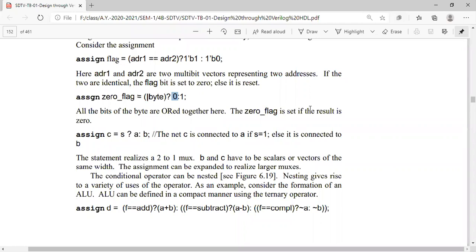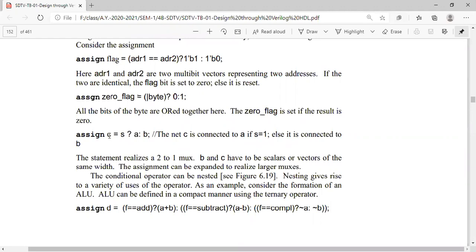So the zero flag is set only if the result is 0. When will the zero flag be 1? The zero flag will be equal to 1 only when the bitwise OR operation results in a value of 0. If it is 0, this one has to be executed. If here we get a 1, this value will be executed. That will be assigned to the zero flag, right?